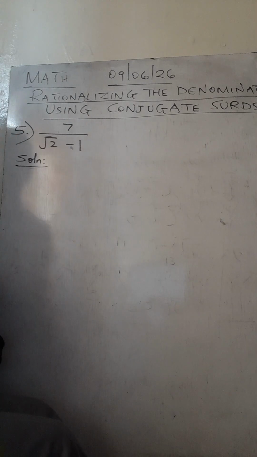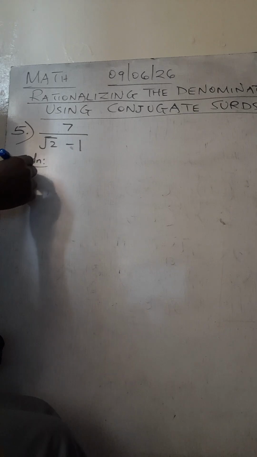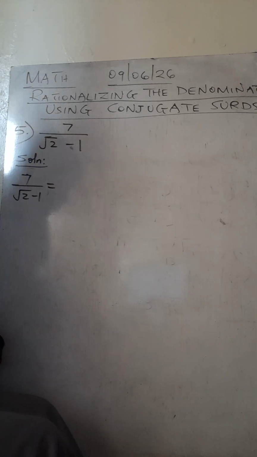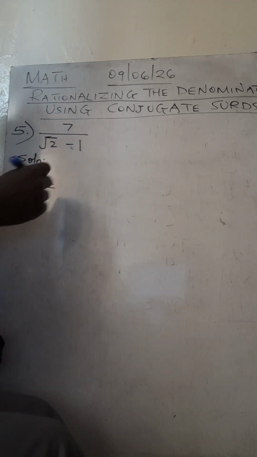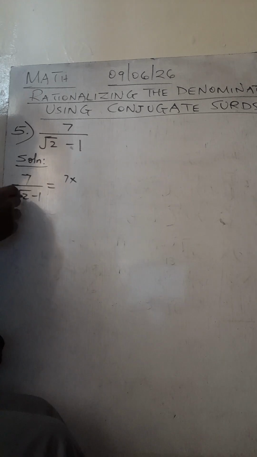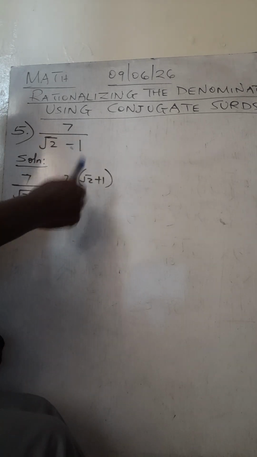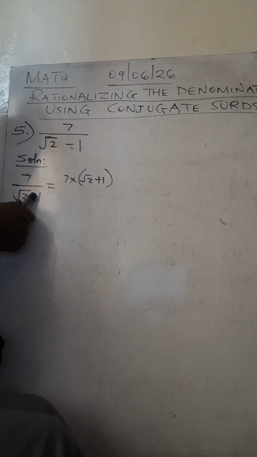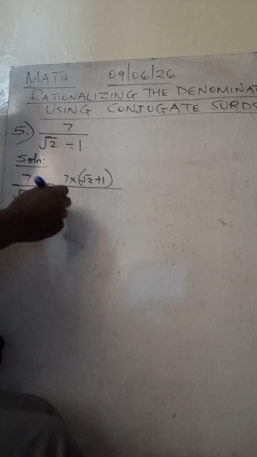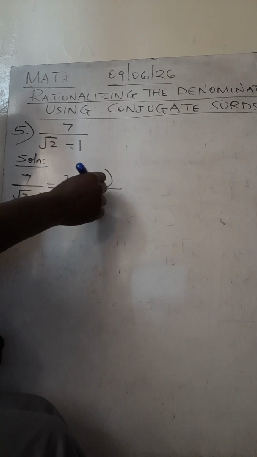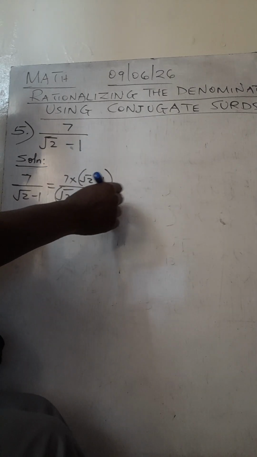So 7 over root of 2 minus 1 is the same as 7 times the conjugate surd of this, which is going to be root 2 plus 1. So we put here plus 1 because this is minus 1, over root of 2 minus 1 times its conjugate surd again.